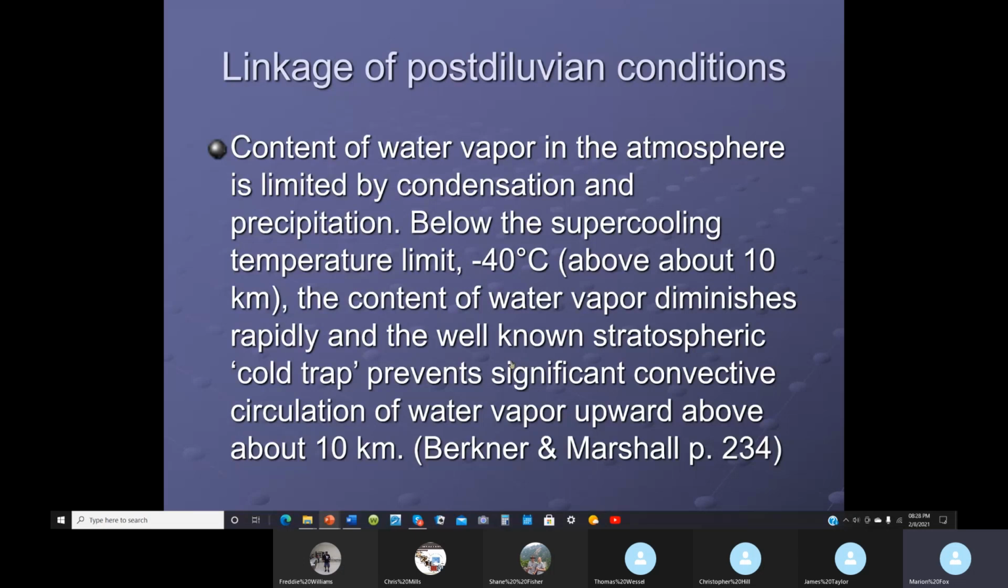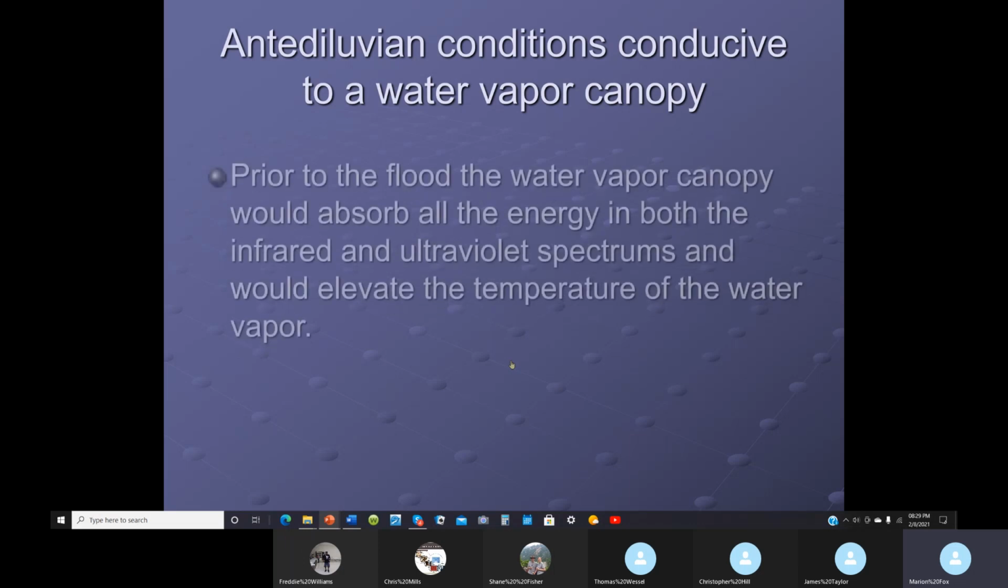The content of water vapor diminishes rapidly as it goes up. The colder it gets, the less water vapor it's going to have. And the well-known stratospheric cold trap prevents significant effective circulation of water vapor upward above about 10 kilometers. So it kept putting up higher because it's too cold. And that's another factor. Once it cooled off, it's not going to warm it back up. There's a limit.